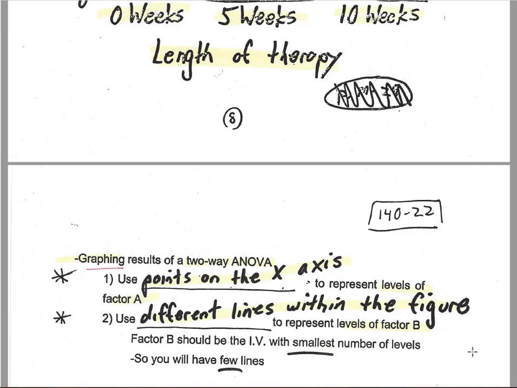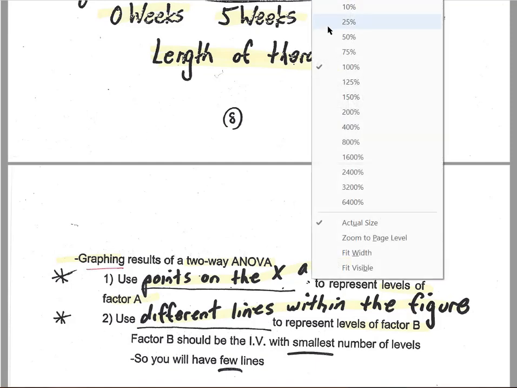What's a standard kind of convention for graphing results from two-way Anova? Standard convention is to use points on the x-axis to represent the levels of factor A, and to use different lines within the figure to represent the different levels of factor B. In most cases, factor B should be the independent variable that has the smallest number of levels so that you'll have the fewest lines. And yes, that is what we did with the previous figure.